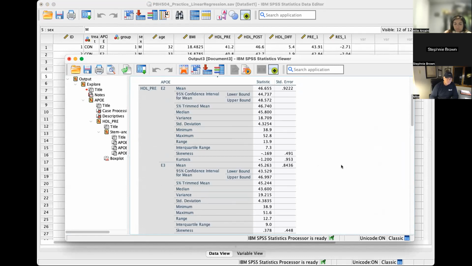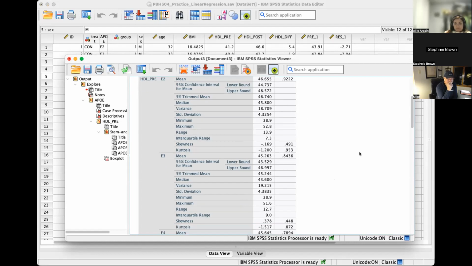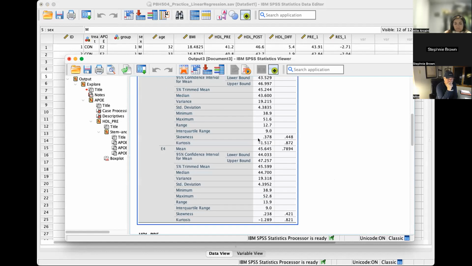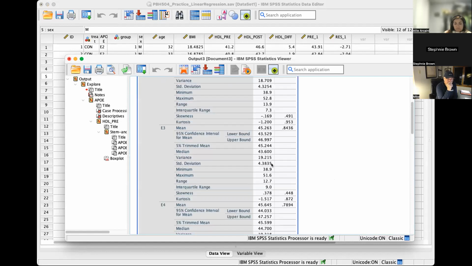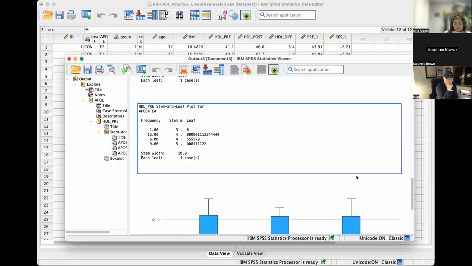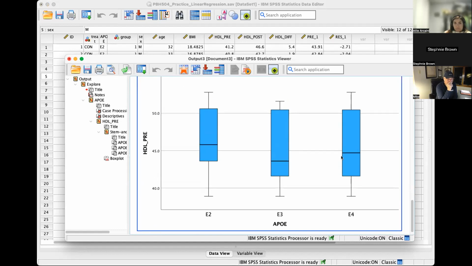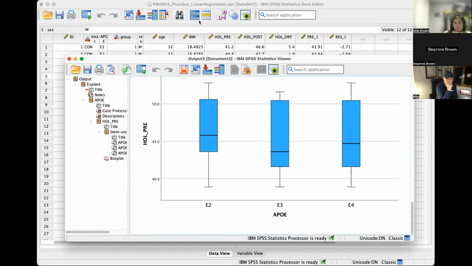The question is, this is without regard to BMI. Now we know that BMI and HDL are correlated. When we fit the regression model, we saw that. So the question is, if we adjust for, or control for BMI, will the model give us slightly different estimates than these differences between the sample means? Here's a nice look at the box plots.